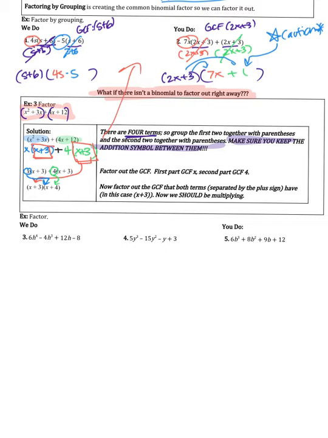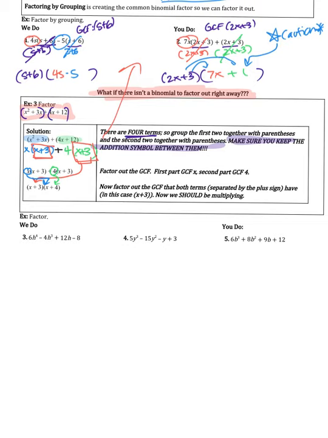So step 1, always check for a greatest common factor first. Step 2, if there are 4 terms, add parentheses around the first 2 and parentheses around the second 2. Be careful to make sure you keep the plus sign in between them. Then find the greatest common factor for each set of parentheses you created. Hopefully that matches, so you can self-five. And then factor the remaining expression. So we're just going to do 3 more examples, and then that's going to wrap up 8.2.